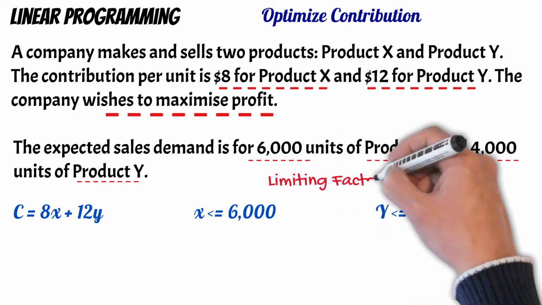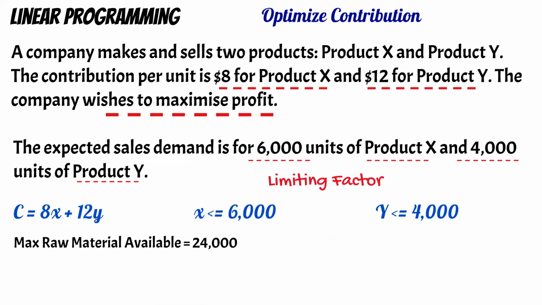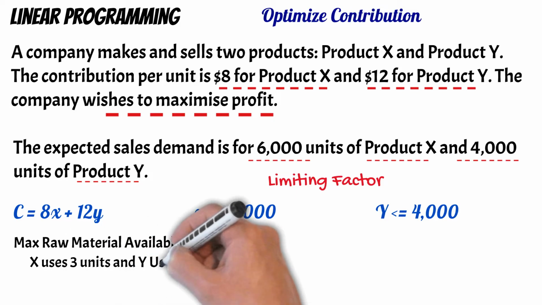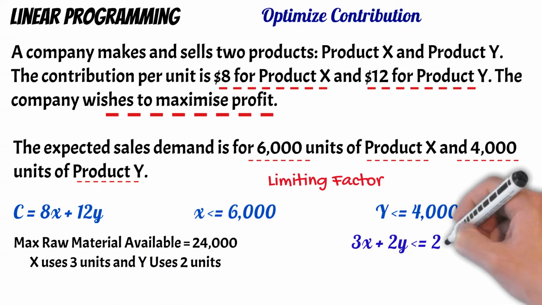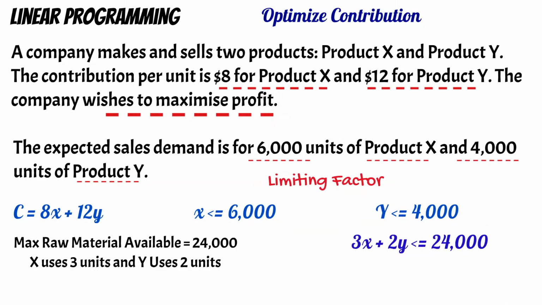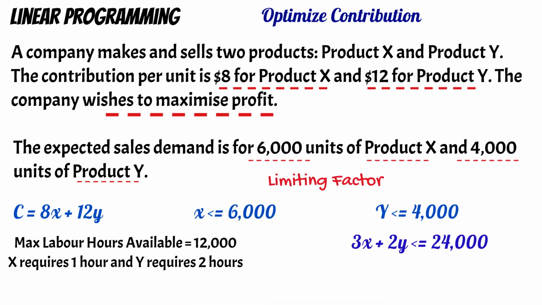What about the limiting factors? Maximum raw material available is 24,000 units. X uses 3 units and Y uses 2 units. The equation would be 3x plus 2y is less than or equal to 24,000. Similarly, when the limiting factor is labor, the equation is x plus 2y is less than or equal to 12,000.